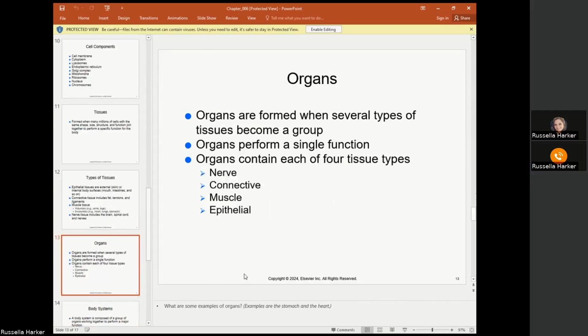For our organs, that's when there are several types of tissues that are together. Organs are formed when several types of tissues become a group. Organs perform a single function, and they contain each of the 4 types of tissues. All organs have nerve, connective, muscle, and epithelial tissues.